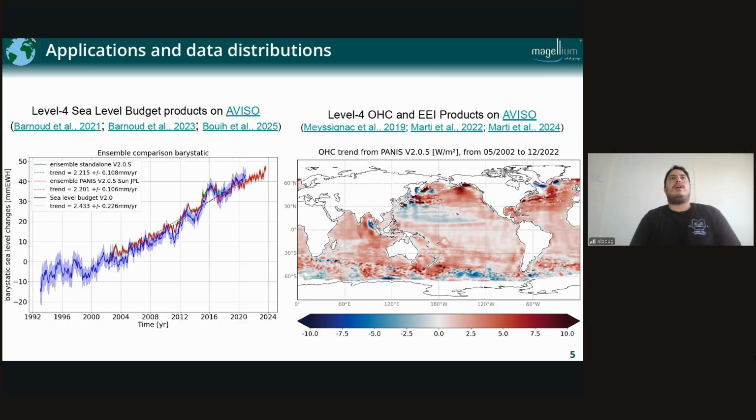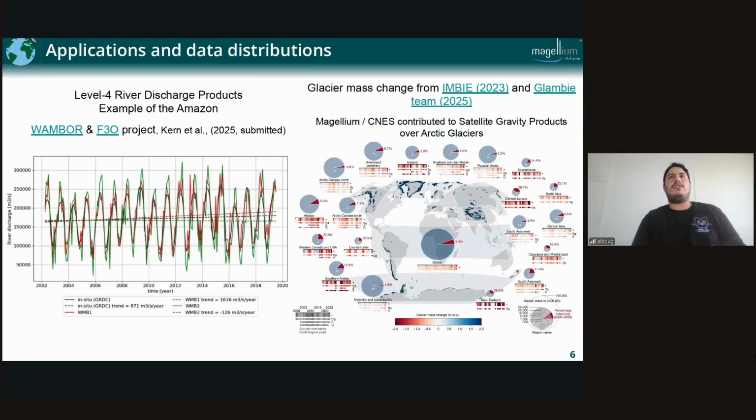Some products we are already distributing are, for example, barystatic sea level estimations available on the website Aviso, which have been the focus of several publications, such as Barnoud et al. 2021-2023 and Bouy et al. 2025. But also ocean heat content and Earth energy balance estimates, also available on Aviso and the subject of several publications. On the next slide, I show you other applications.